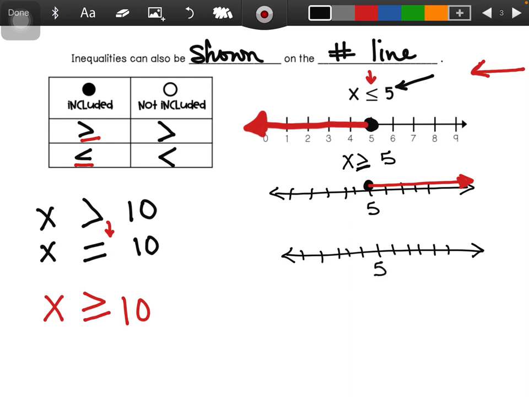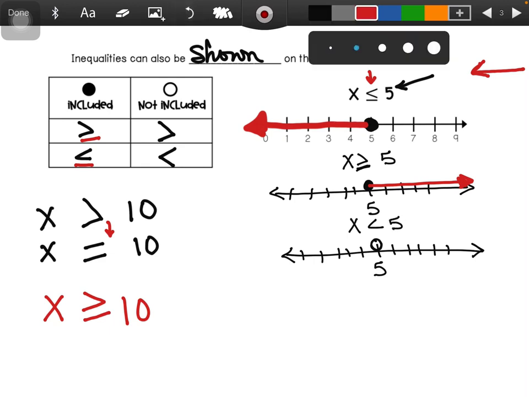Okay, so here's 5 again. This time it does not include the number 5, so it's going to be a hole. And I'm going to do this one just like the top, X is less than 5. So this time my arrow is going to go out to the left.